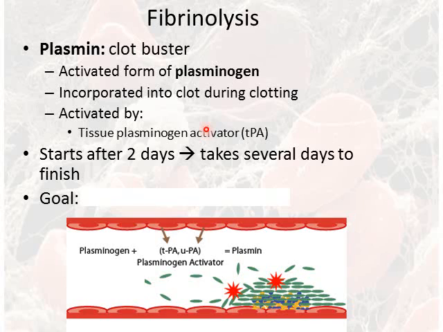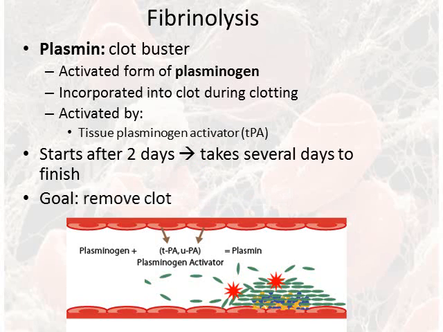Okay, and tissue plasminogen activator is a very important one. It's a clot busting drug, and it's going to be used clinically in stroke patients that get to the hospital quick enough, and we find out that there's a clot causing that stroke. They can give them tissue plasminogen activator, and it can break up that clot and actually save some brain damage from happening. This usually starts about 2 days after the clot, but takes several days to finish.